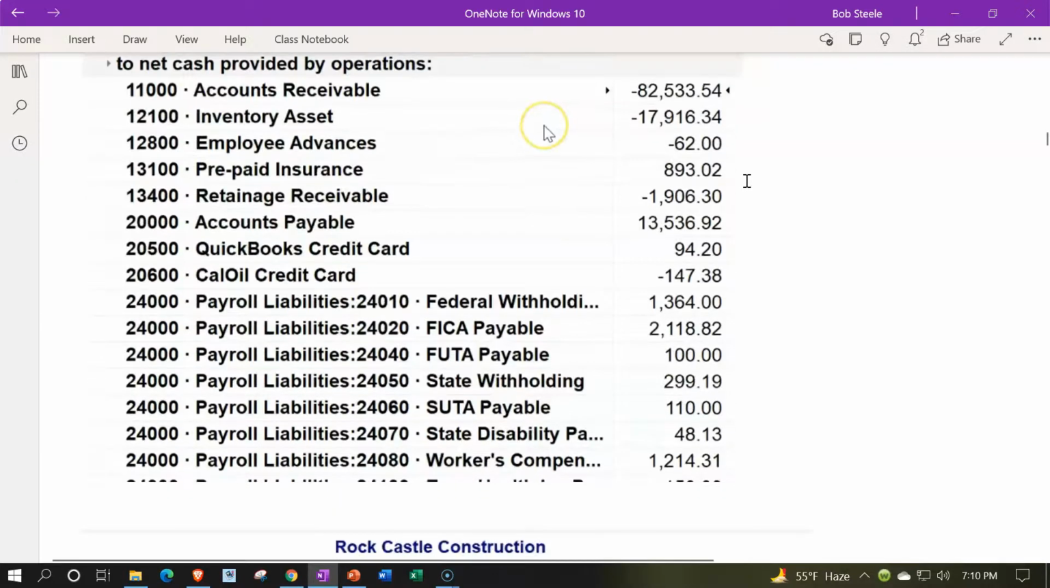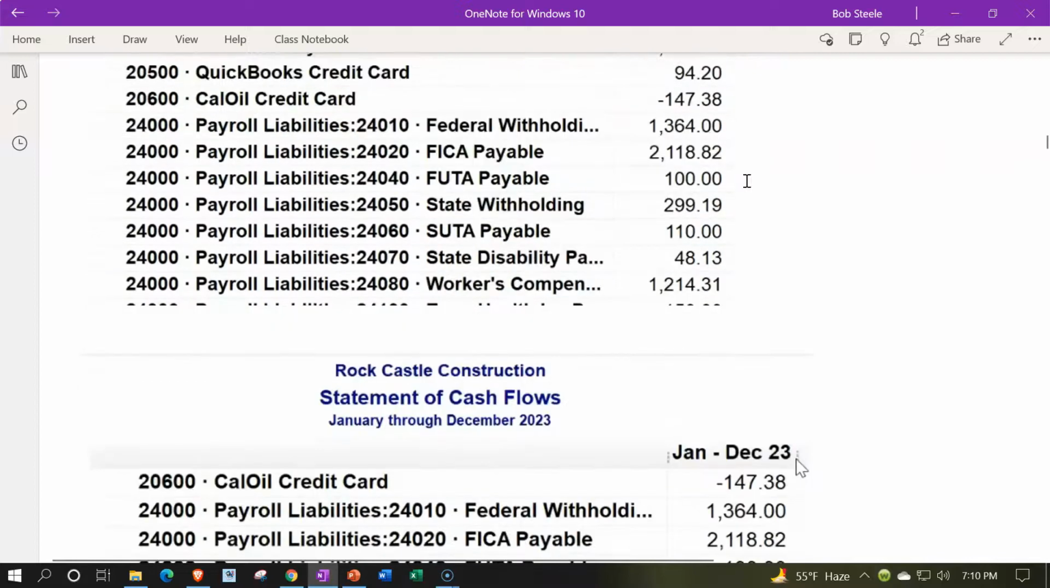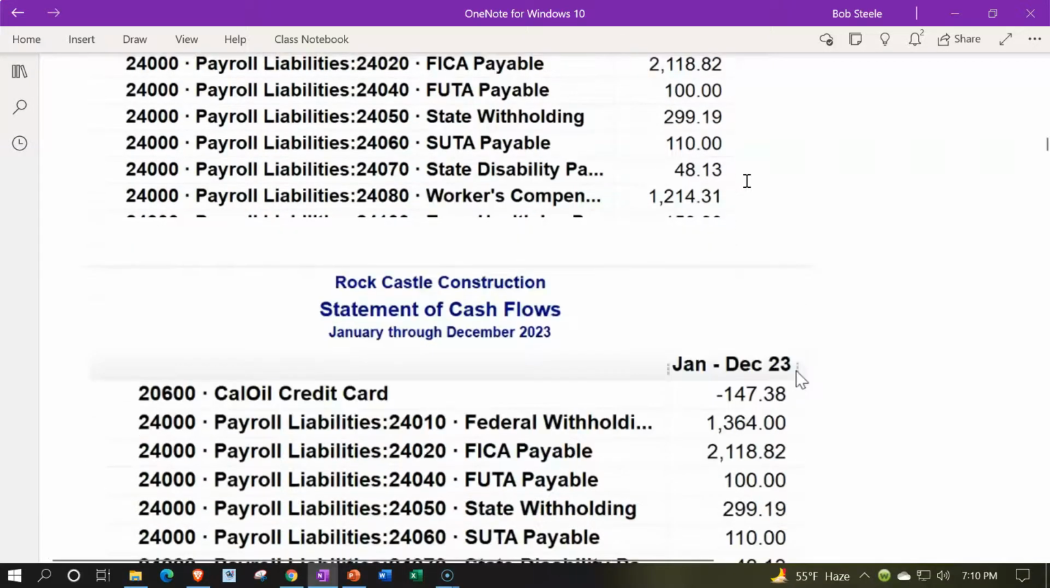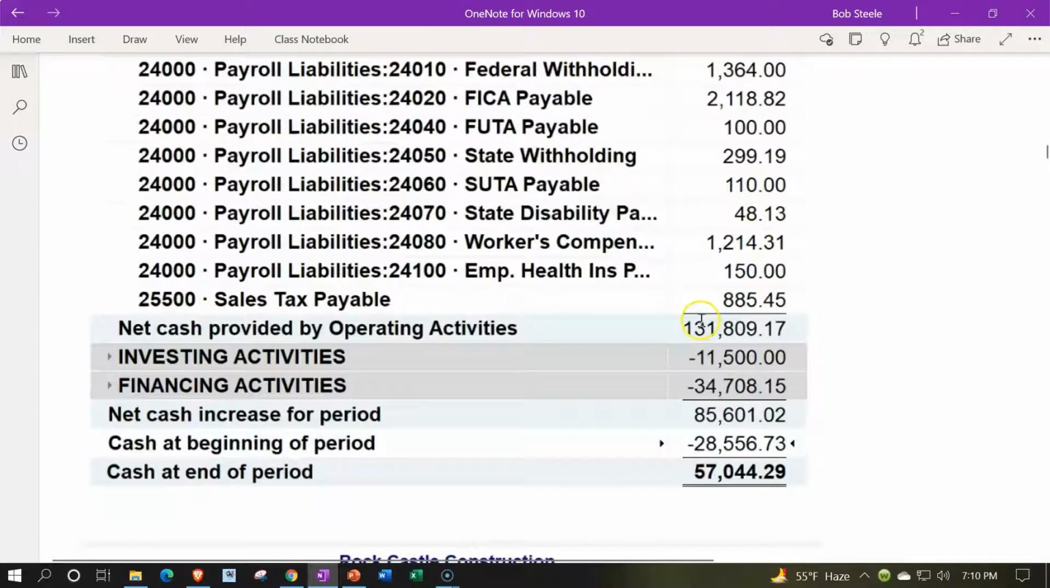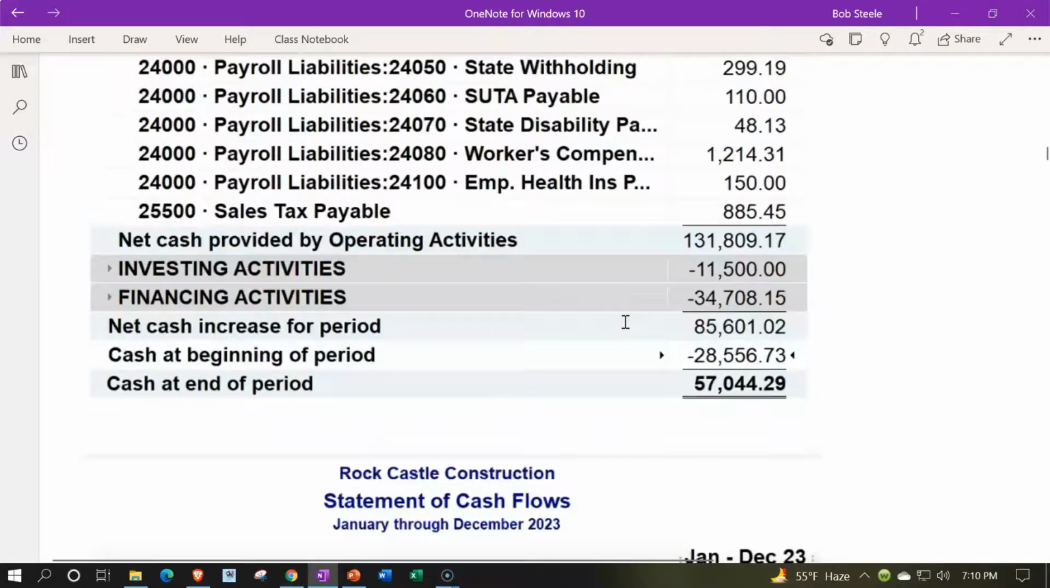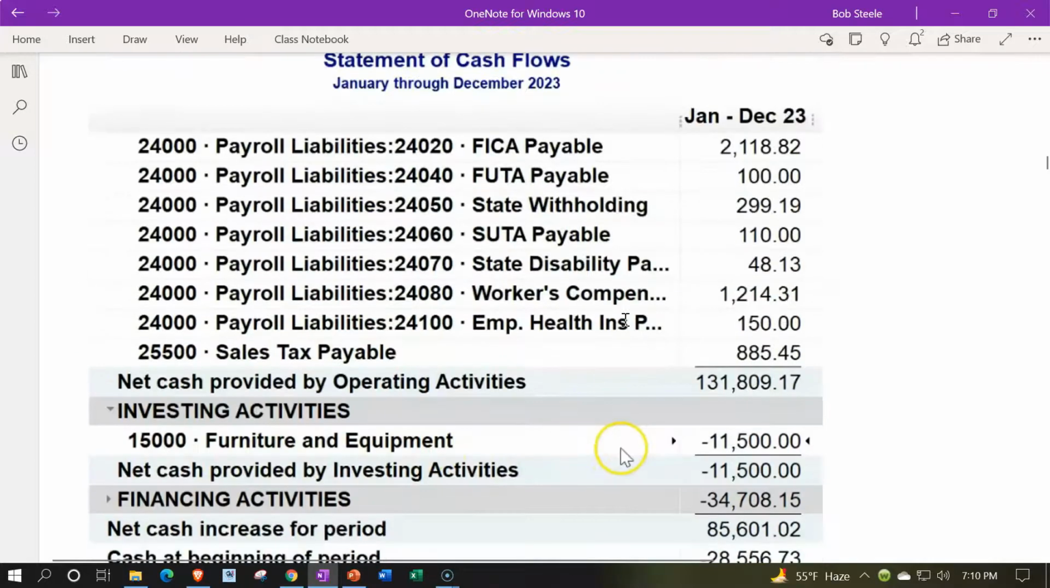And so that's how we're going to kind of back into the statement of cash flows, by looking at those differences, which is done in essence automatically by QuickBooks. And it does a pretty good job, although in more complex transactions, you may still need to do some adjustments to them. Then we get to the bottom line here, net cash provided by operating activities. The first item, operating activities, is typically the longest of the three items.